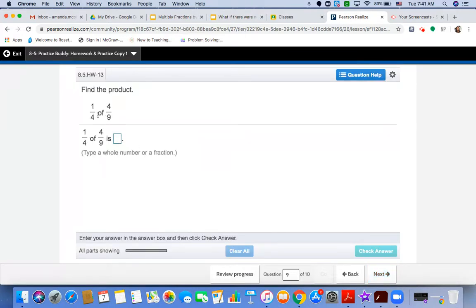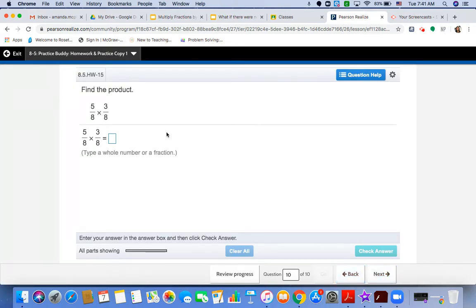Okay, for this problem, remember we learned yesterday that this word of can be replaced with a multiplication sign. When you say 1/4 of 4/9, it's the same thing as saying 1/4 times 4/9. So don't let that confuse you. You're still multiplying here.